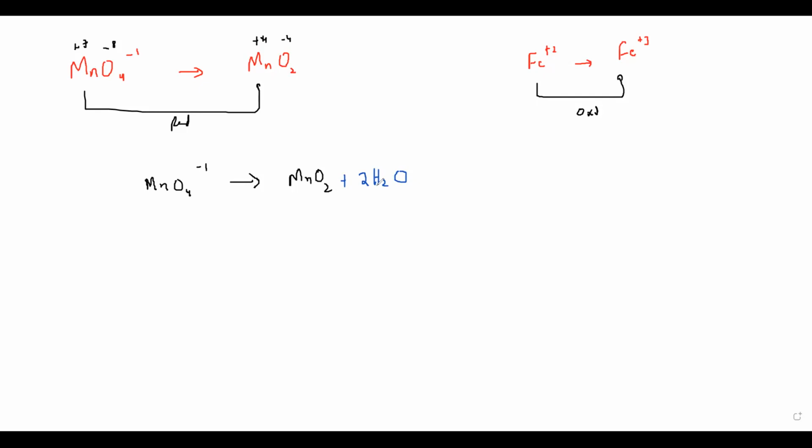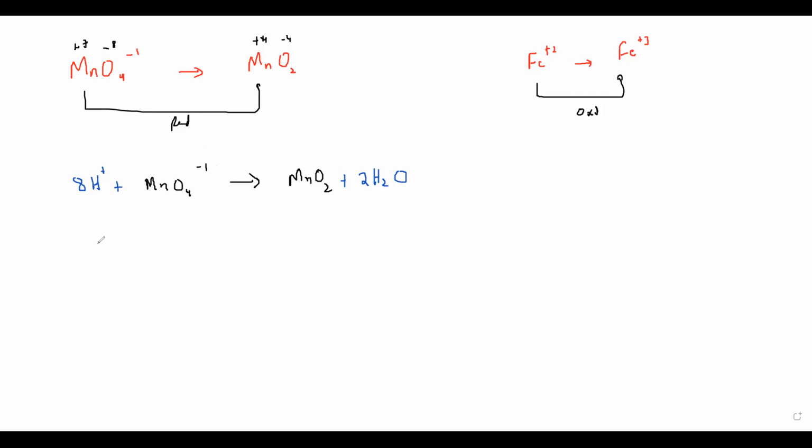But because of that, we have to balance the hydrogen. 4 multiplied by 2 is 8 hydrogen, so I will put 8 protons to balance hydrogen. Then we balance the other element. The other element is manganese, which is 1 on both sides, so that is balanced. So this equation is balanced in terms of oxygen, hydrogen, and other elements.